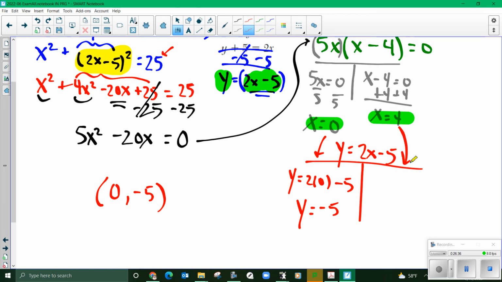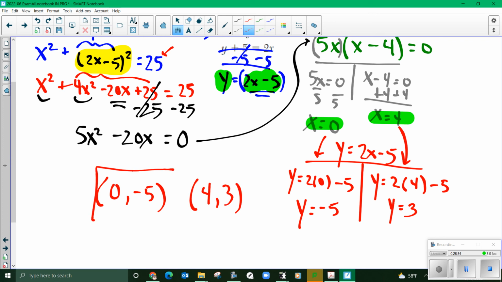Let's try when x is 4. That's y would now equal 2 times 4, which is 8, minus 5, which gives us 3. So my other answer is when x is 4, my y is 3. There you go. You're welcome. And that factoring could have been a nightmare, especially for a 4-point question. But they took it easy on us.